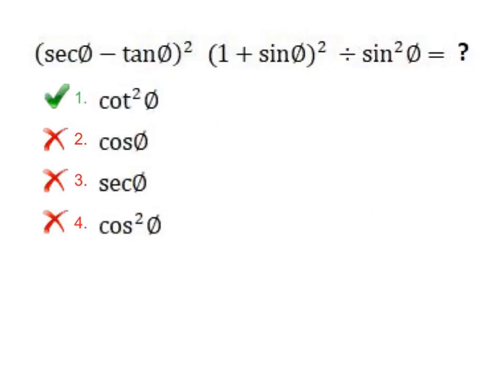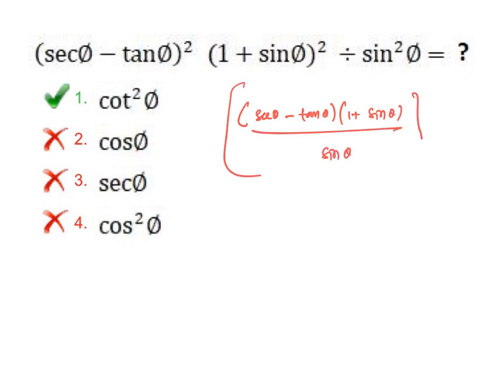Secant theta minus tan theta whole square into 1 plus sin theta whole square divided by sin theta. So the whole thing I am writing as secant theta minus tan theta, into 1 plus sin theta, by sin theta, whole square. Numerator you can write as 1 by cos, sin by cos. So 1 minus sin by cos into 1 plus sin by sin theta. Whole square is anyway as it is.